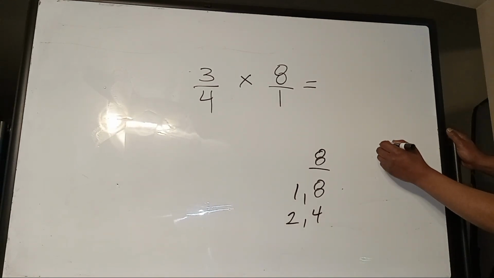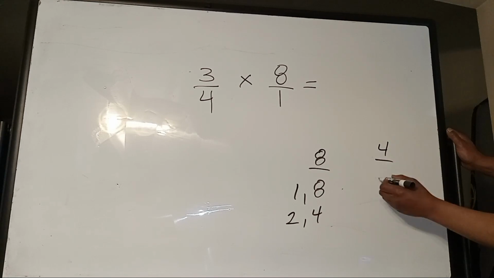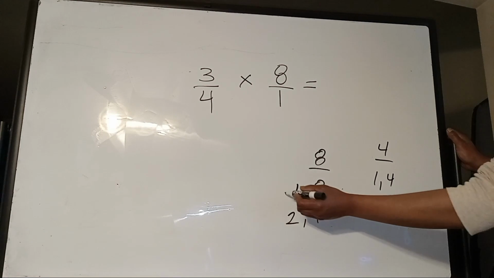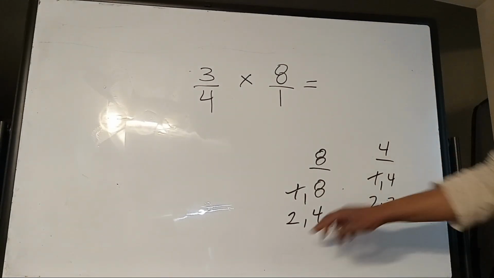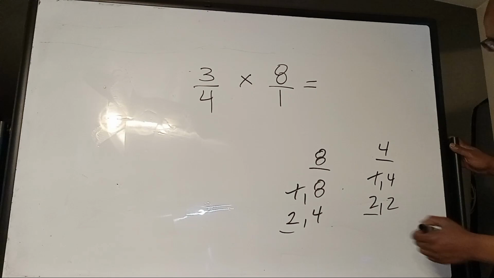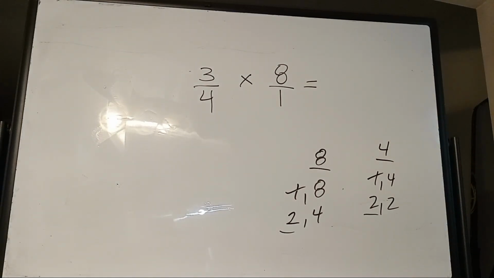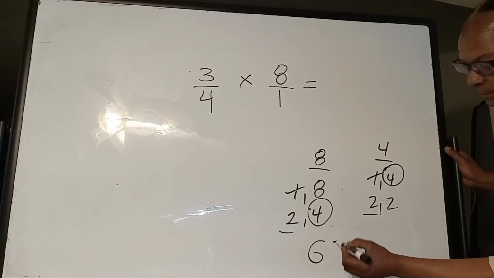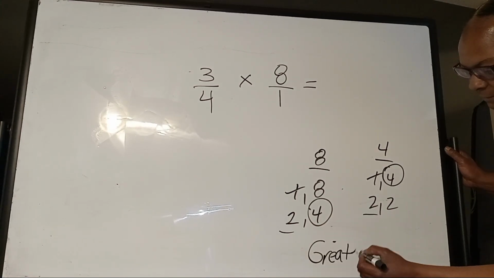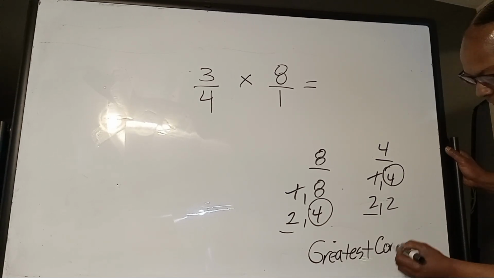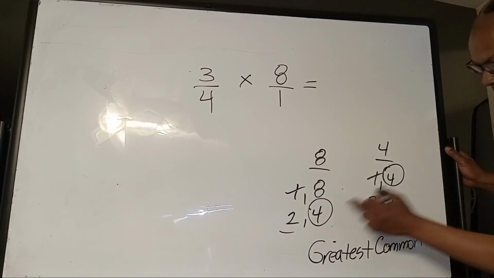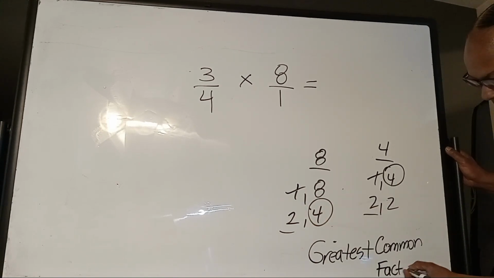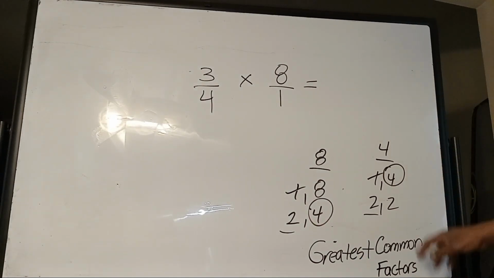And then we got 4. And to make 4, we could do 1 and 4 and 2 and 2. So you said 2, right? So we don't look at the 1. We got a 2, but do we have something else? We have a 4. Exactly. So we always want the biggest one. That's what the greatest stands for. We want the greatest, which means the biggest, and we want the common, which means they both share. See how they both got a 4? And factor: all of these numbers are factors. So the GCF is 4.